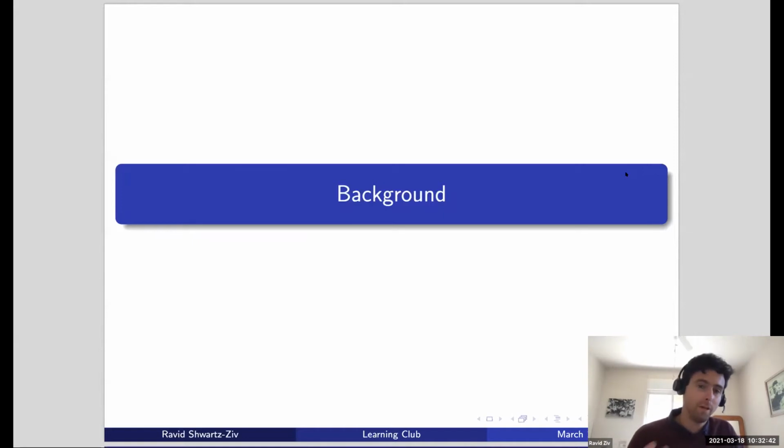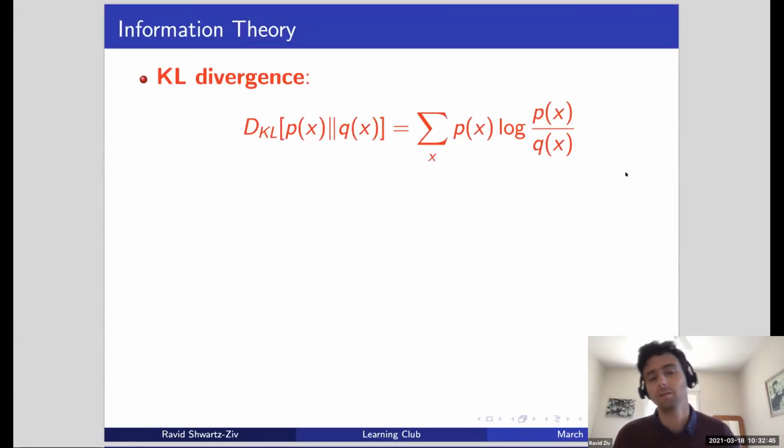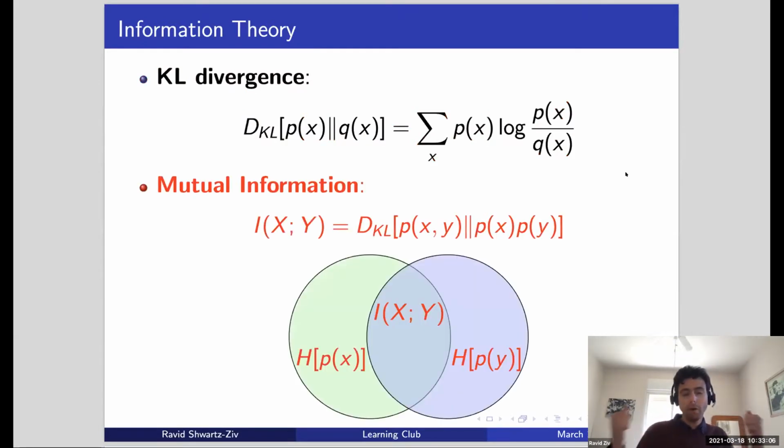So let's start with some short background, some information theory background. The KL divergence between two distributions is a measure of how one distribution differs from the other one. And the mutual information between two random variables x and y is the DKL between their joint distribution and the product of their marginals, and it's how many bits I know about x if I already know y.